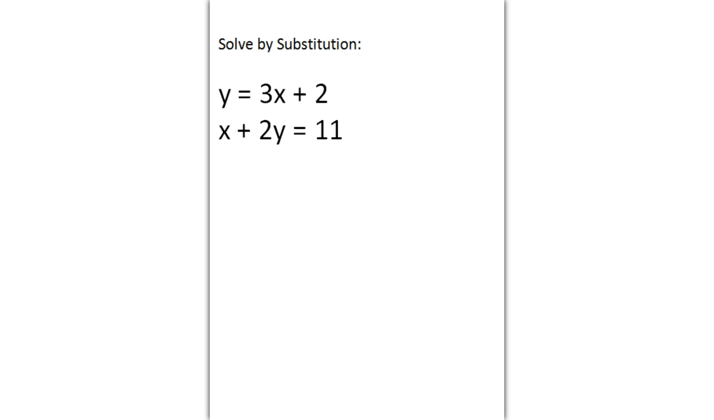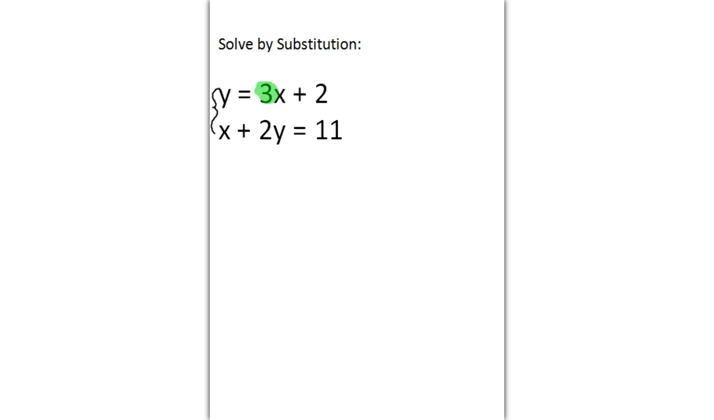So your first system that you have here is two equations, and the first thing, you could do graphing for this one. You could solve the second equation here for y and graph them both, but this one's kind of set up nice for substitution because the first one is solved already for y.